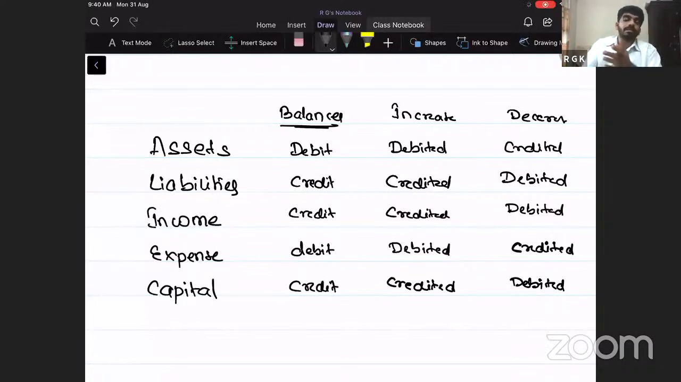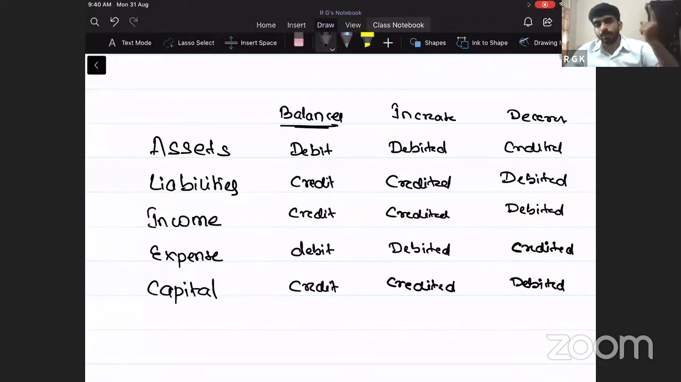This is what we are learning now. We are learning the basics. I repeat again, there are 5 types of accounts, 5 heads of accounts. Which are the 5 heads of accounts? Assets, liabilities, capital, income, and expenses. Regarding their balances, assets should always have debit balance, liability should always have credit balance, capital should always have credit balance, income should always have credit balance, expense should always have debit balance.